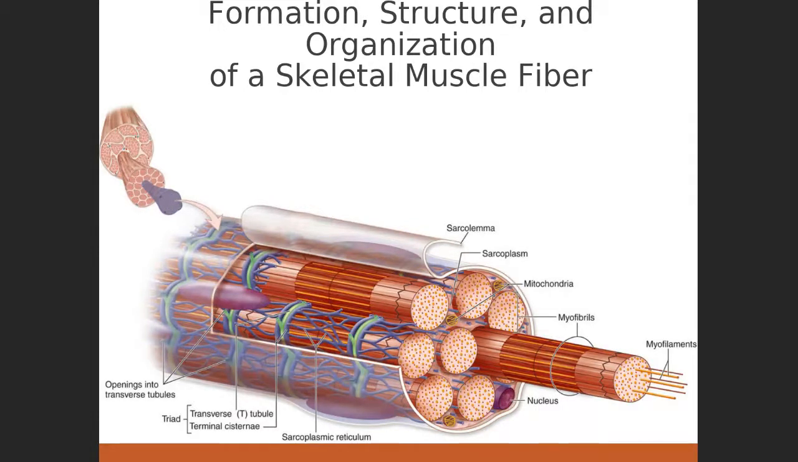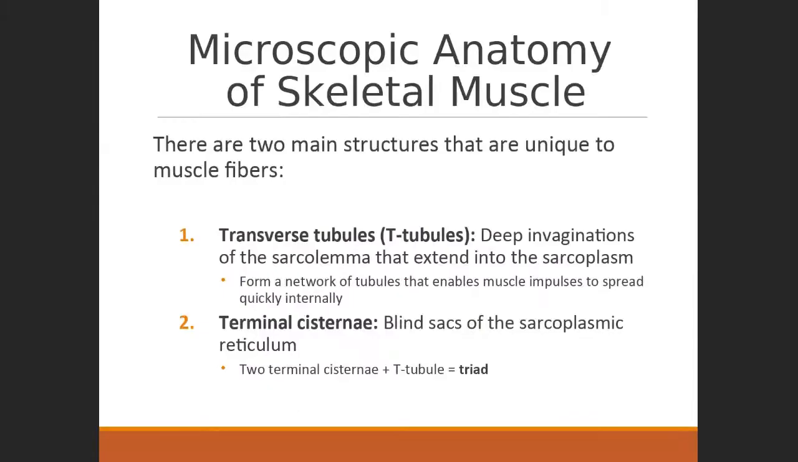The second addition is called a terminal cisternae. They are going to be blind sacs that are part of our sarcoplasmic reticulum. And they will run parallel with the transverse tubules that extend down from that cell membrane. So together we get a transverse tubule and two terminal cisternae. We're going to call that structure the triad. Now picture these two structures as a functional bridge.